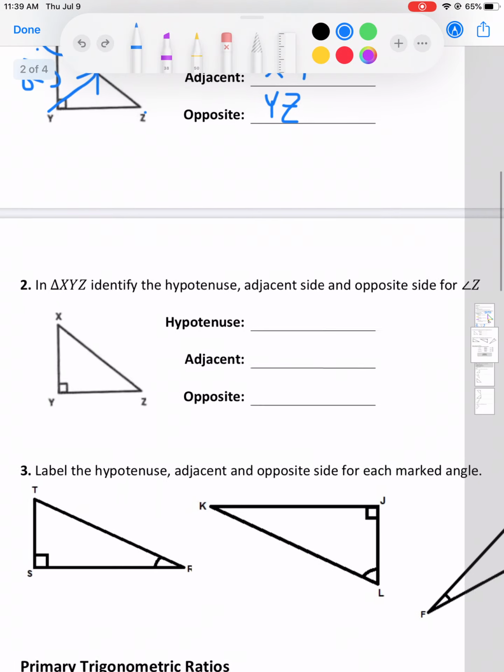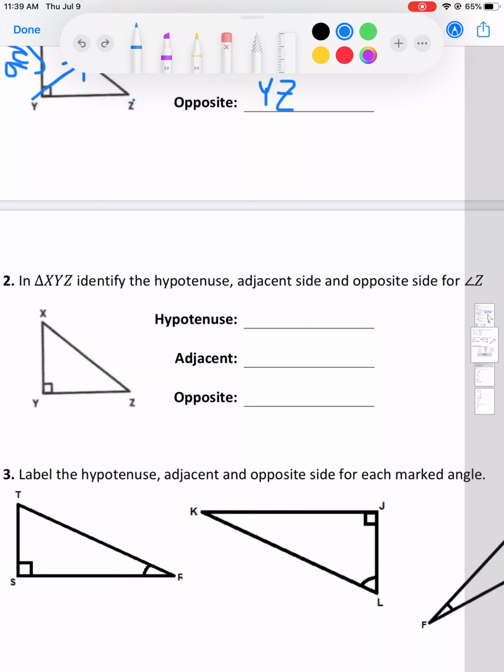Okay, so in XYZ, identify the hypotenuse, adjacent, and opposite. Same idea, except now this is my angle of interest.